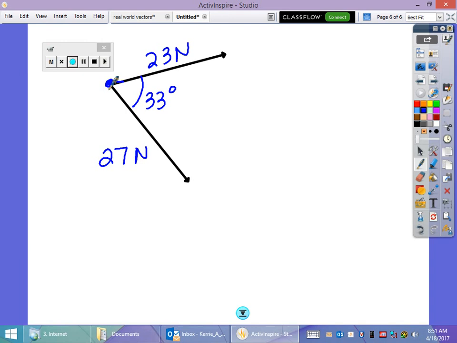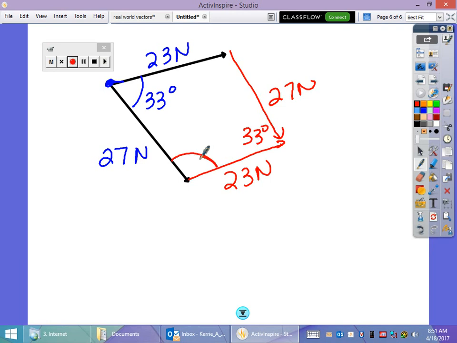So we also talked about the parallelogram method. So I'm going to put this in here and this here. I've now created a parallelogram. At the beginning of vectors. If this is 23 newtons, how much is this one here? 23 newtons. Because it's a parallelogram, opposite sides are the same. And this one would be 27. How big is this angle here? 33 degrees.